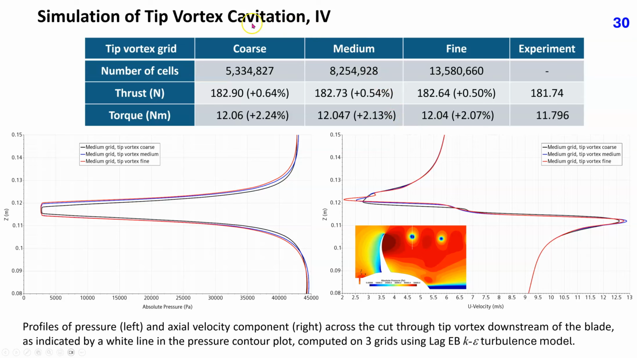The table shows the effects of the local grid refinement on thrust and torque. The effects are very small. The difference between values obtained on the grid with very fine grid within the tip vortex and the grid with the first level of refinement, labeled fine and coarse respectively, is less than 0.2%. These results were obtained with the RANS approach and the Leg EB k-epsilon turbulence model.